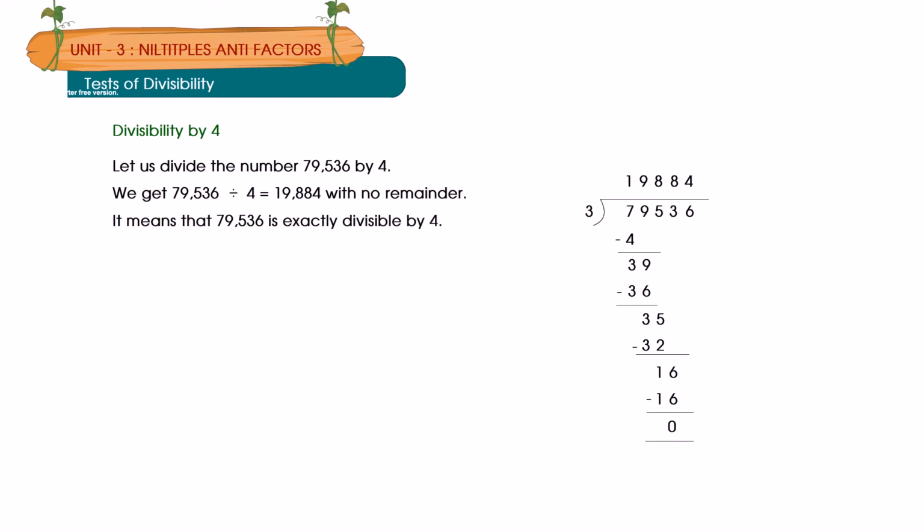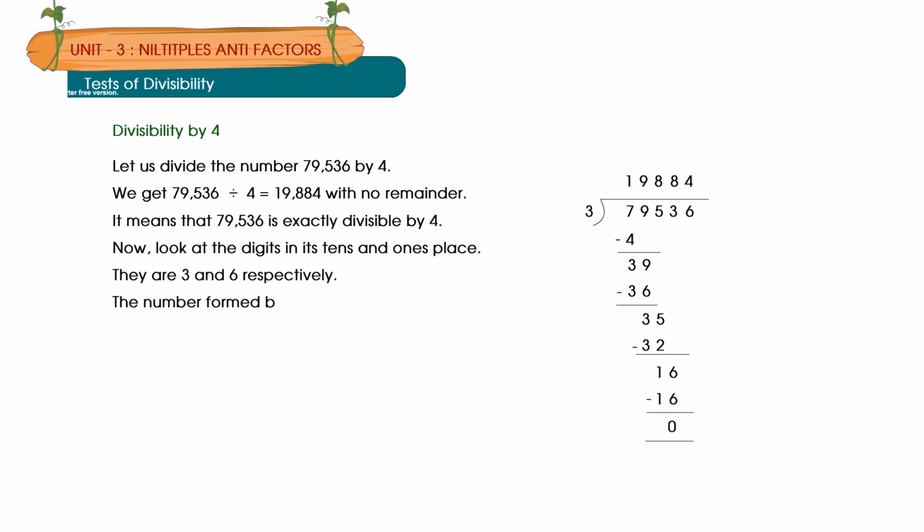Now look at the digits in its tens and ones place. They are 3 and 6 respectively. The number formed by these digits is 36. 36 is a multiple of 4 as 9 into 4 is equal to 36.